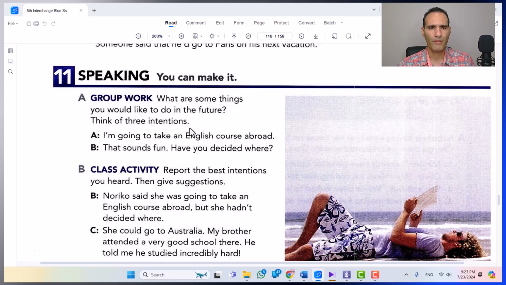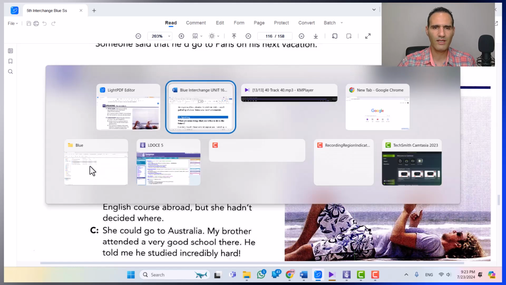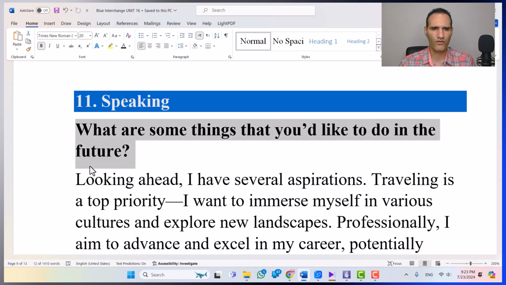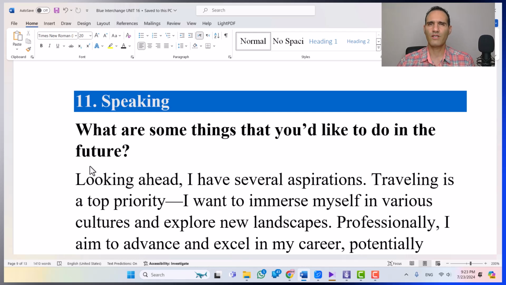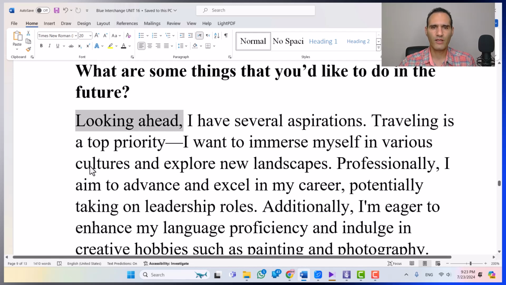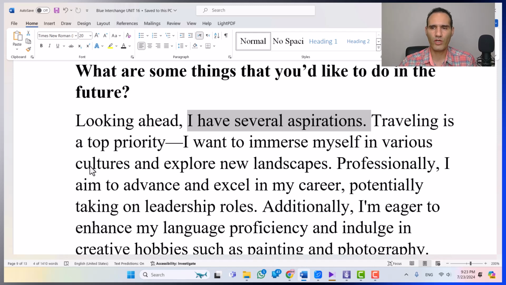You can make it. Some questions again here, and I have brought responses for you. It says, what are some things you'd like to do in the future? So, what are some things you'd like to do in the future? Your response, please. My response: looking ahead, I have several aspirations, several wishes.